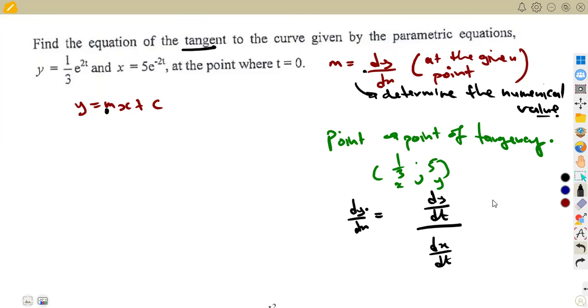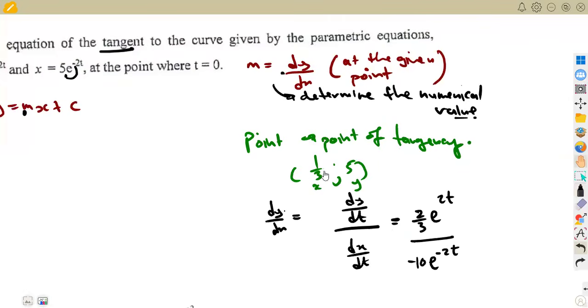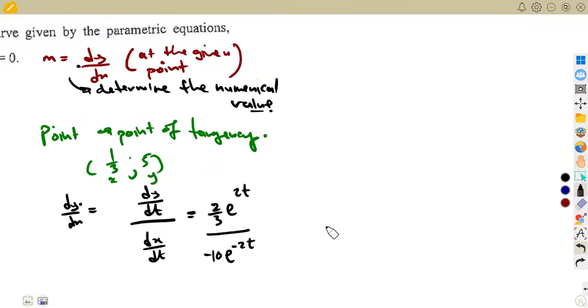So that's the idea. Meaning, we simply substitute the derivative of y with respect to t. Remember, for y, you just have to drop the exponent on e: 2 times a third, that will be 2/3 e to the exponent of 2t, over, for x, we do the same thing: -2 times 5, that will be -10 e to the exponent of -2t. So if we are to simplify this, we are going to obtain the numerical value of dy/dx, which is our gradient.